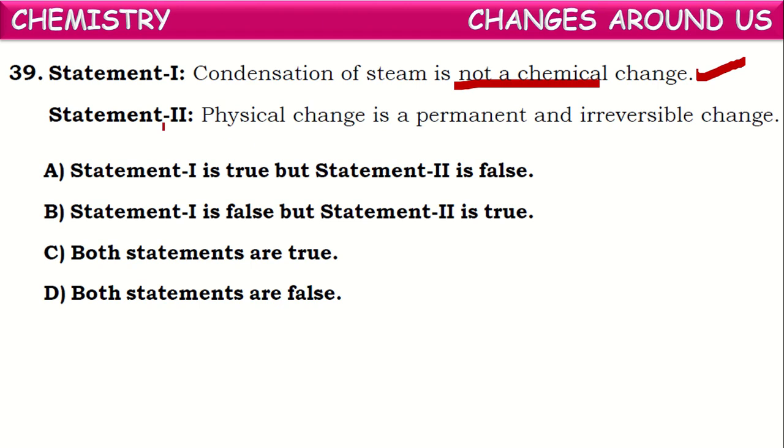It is true. Statement 2, if you observe, physical change is a permanent and irreversible change. Is it true? Generally, physical changes are temporary and reversible changes. For example, condensation of steam is a physical change and it is a temporary change because condensation of steam gives water. That water can be converted back into steam again by heating. So it is a reversible, temporary change, but not permanent and irreversible. So statement 2 is incorrect. Statement 1 is right. What can we choose now? This. Okay, next one.